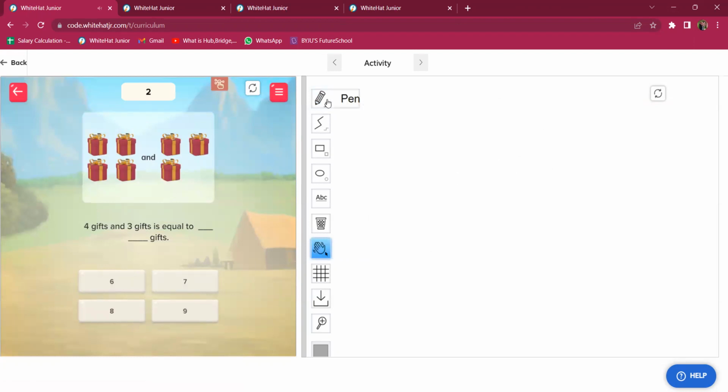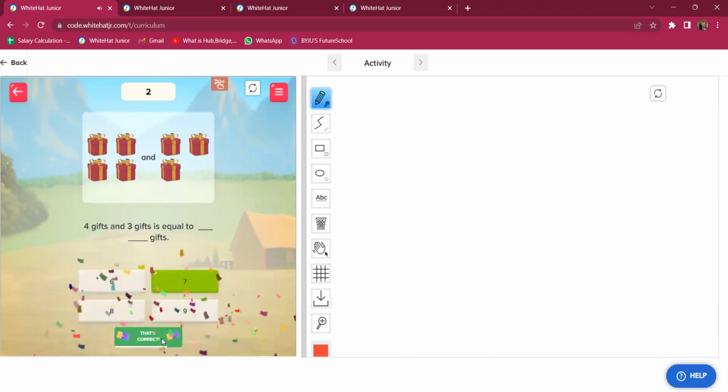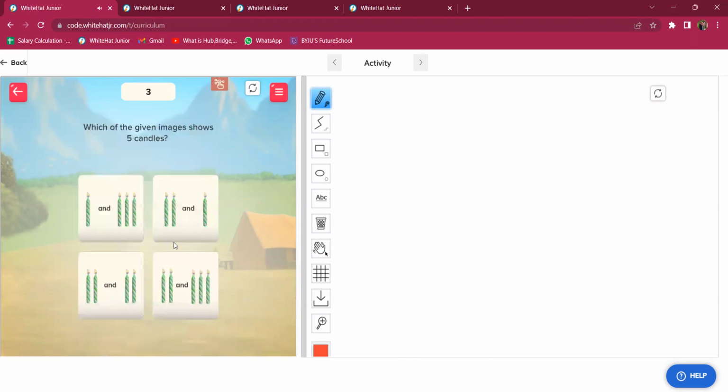Let's see what we have to do in the next question. You have 1, 2, 3, 4 gifts and 1, 2, 3 gifts is equal to dash gifts. We'll count it all together. 1, 2, 3, 4, 5, 6, and 7. So we'll click on 7, check our answer and go to the next question.